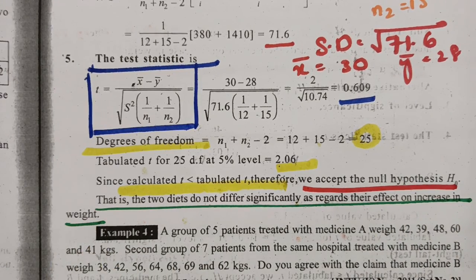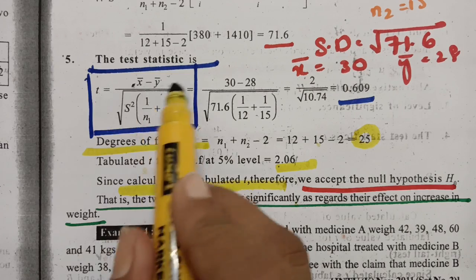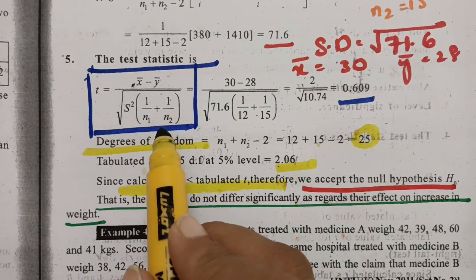And this is how we have to check when the data is given. We have to calculate the mean values, x bar and y bar, and the variance and standard deviation. And next we have to use the test statistic formula as (x bar minus y bar) by root over s square into (1 by n1 plus 1 by n2).